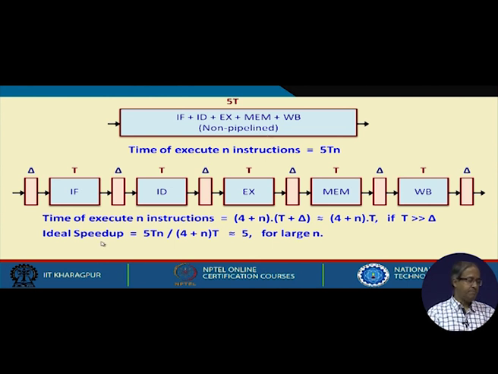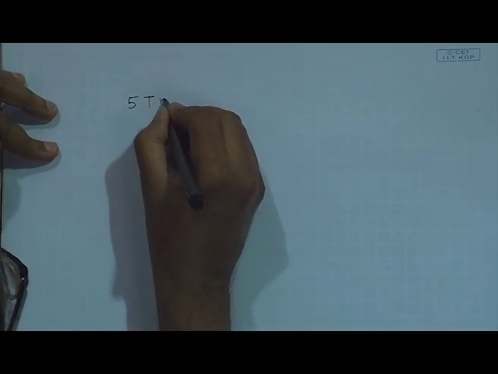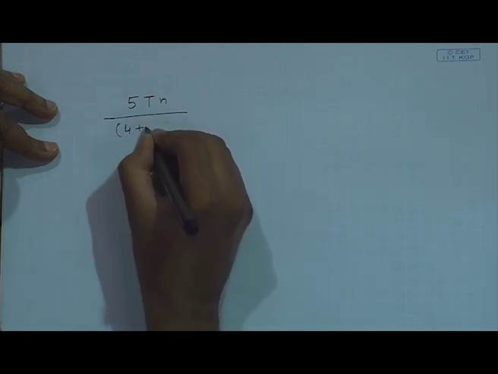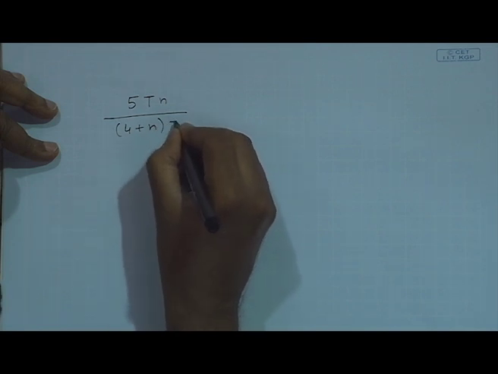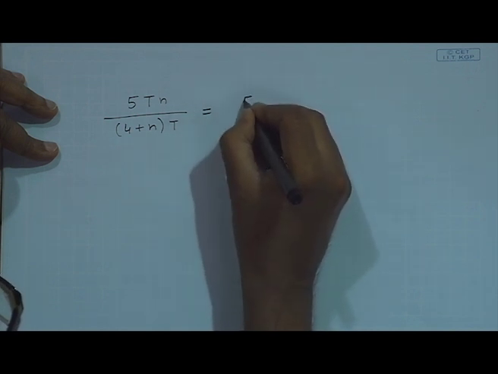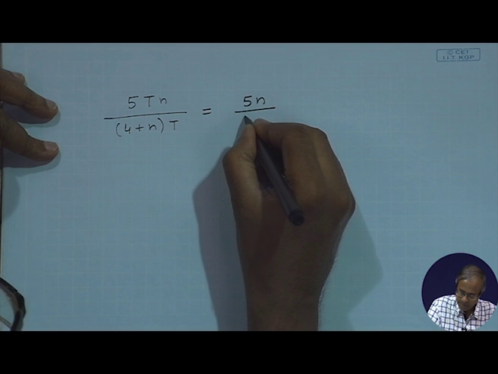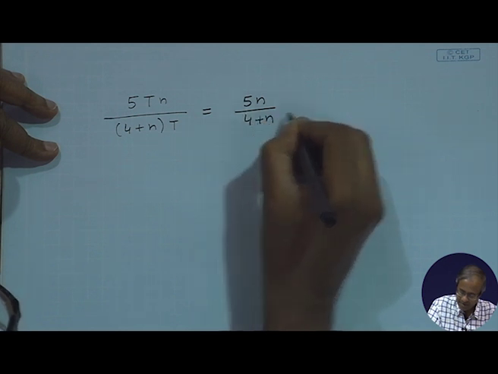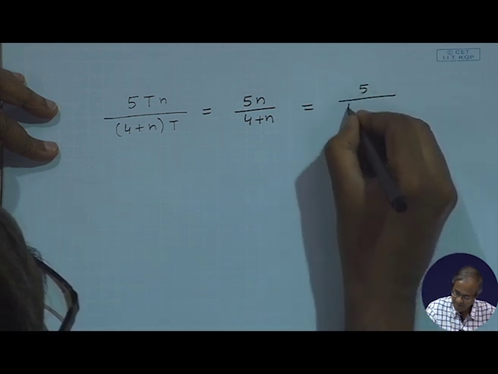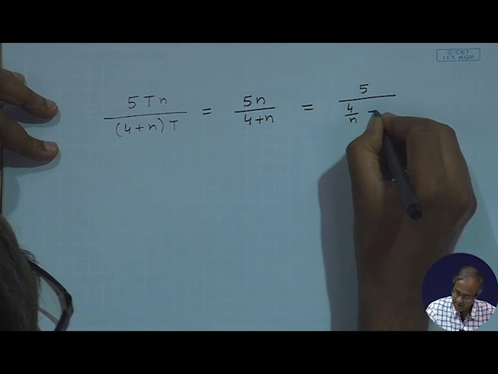So, ideal speed up will be 5tn divided by 4 plus n into t. That means it becomes 5tn divided by 4 plus n multiplied by t. Now, this t cancels out. So, I have 5n by 4 plus n. If I write it like this, 5 divided by 4 by n plus 1.